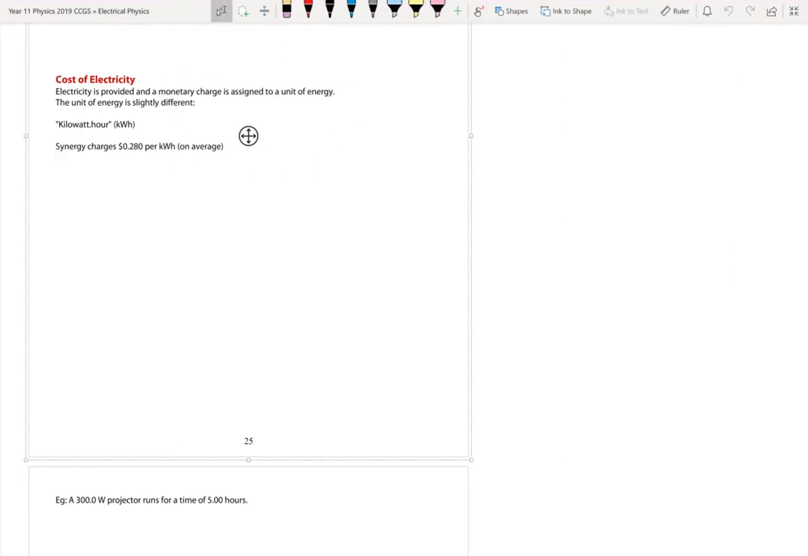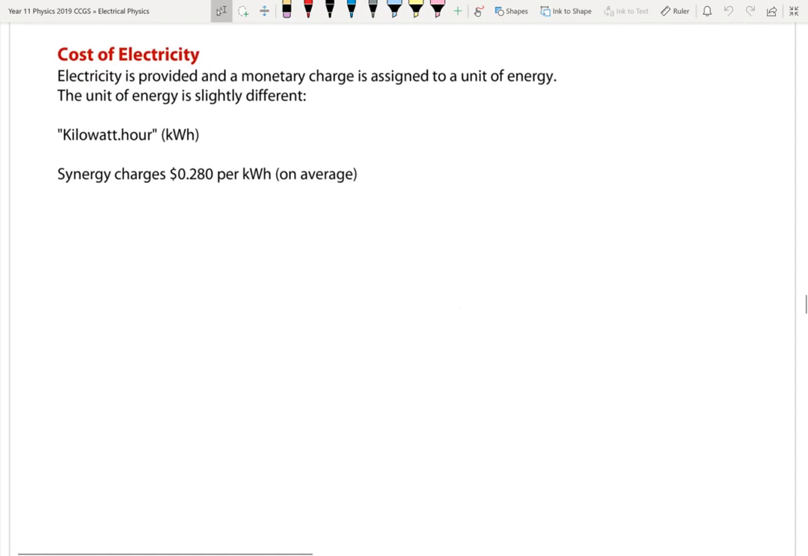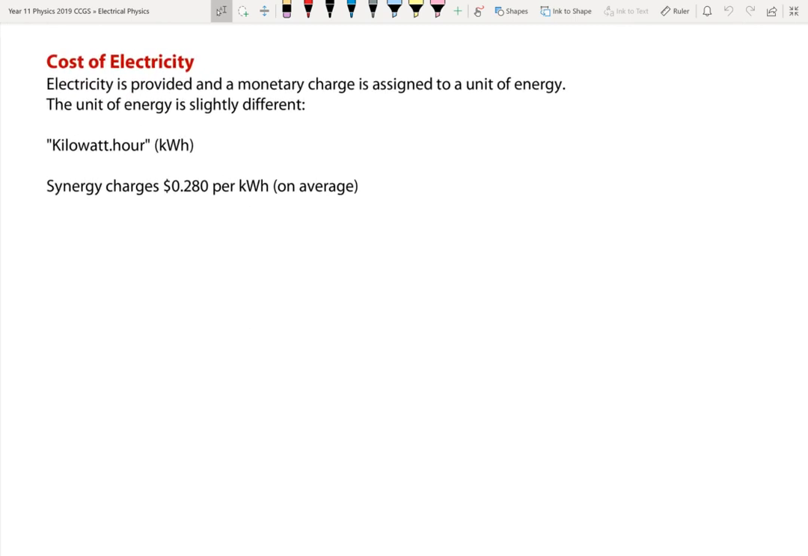Okay, this is going to be one of maybe a couple of lessons that I want you to watch in your own time on YouTube. So we're at page 25 of the electricity circuit booklet, and we're looking at the cost of electricity.